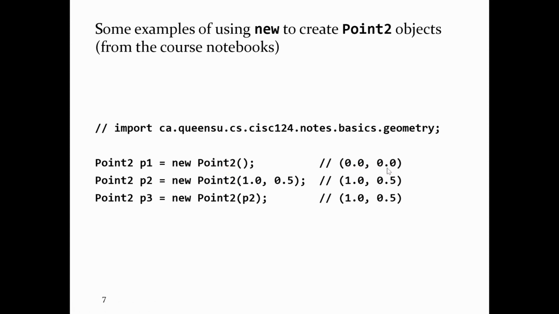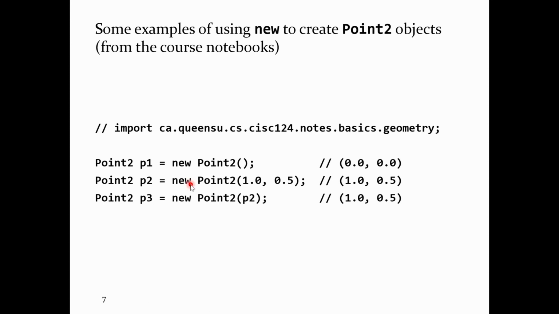A point2 object is just a two-dimensional point. It has an x and a y coordinate, and they're both double values. So we say that the state of this point2 object would be 0, 0. Its x coordinate is 0, and its y coordinate is 0. When we actually look inside the class, you'll see that there's a variable called x and a variable called y.